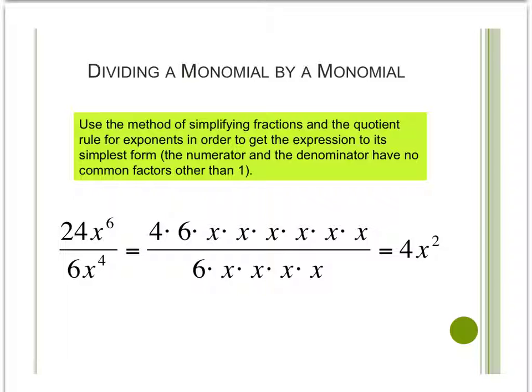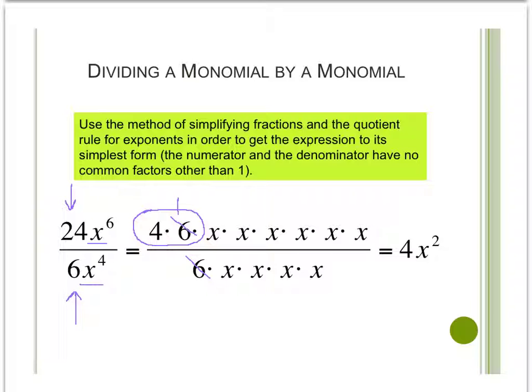So, in this example, let's begin by looking at the coefficients. And notice that we are looking for common factors between the coefficients, so we have 24 and 6. We know that we can split 24 into 4 times 6, giving us a common factor of 6 in the numerator and the denominator. So we can divide through by that 6, leaving us with 4 times 1 in the numerator.